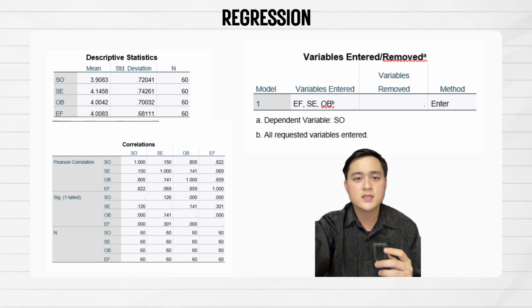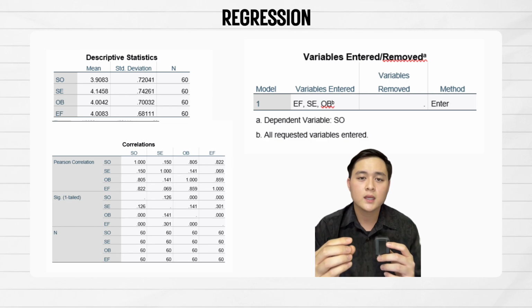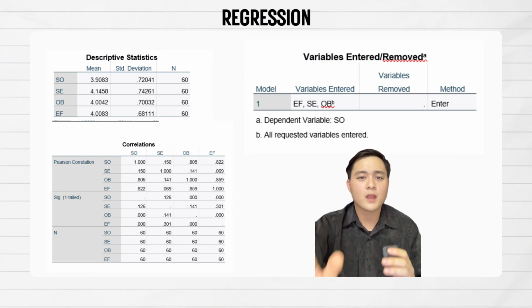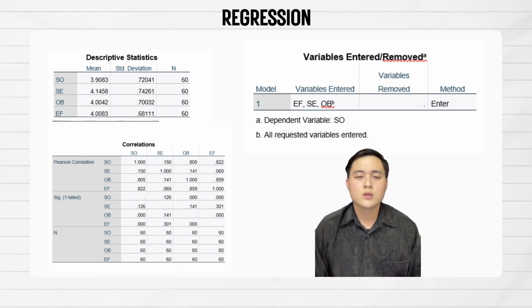In contrast, SE shows a weak and non-significant correlation with the other variables, suggesting it operates independently within the dataset. Finally, a multiple regression analysis was conducted with the SO as the dependent variable and EF, SE, and also the OB as predictors. Using the enter method, all predictors were included to evaluate their collective and individual contributions to explaining SO. The key findings will be discussed next.